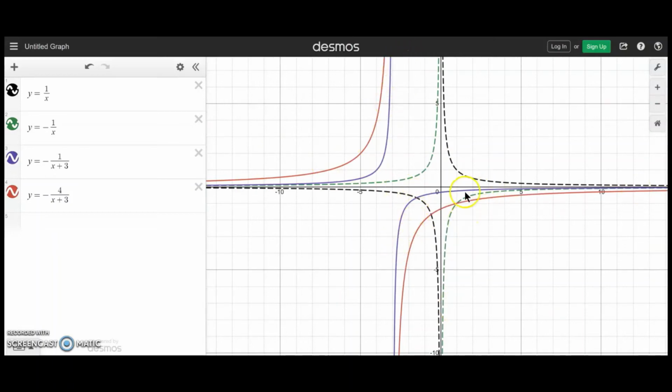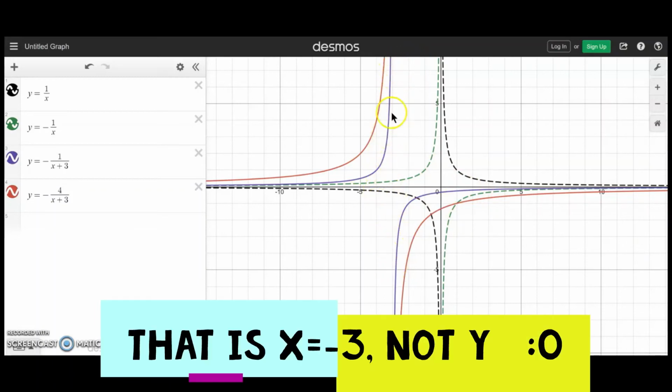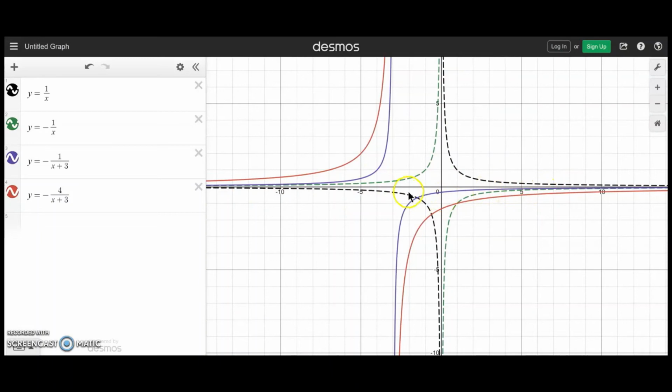Notice when we moved 3 over to the left, we got a new asymptote at y equals negative 3. So this is our asymptote, and then of course y equals 0 is still the asymptote. And I just realized I said y equals negative 3. This is x equals negative 3. I'm trying to talk about too many things at the same time.